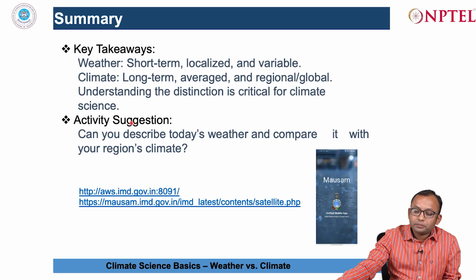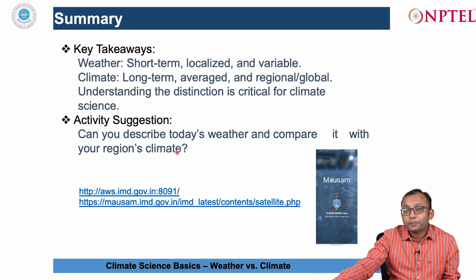You can also go through some of these links. For example, this is the AWS IMD link, where you can click and see the different types of temperature, rainfall, relative humidity, and other meteorological parameters, and their variability across different cities or regions in the Indian subcontinent. You can also go to this particular link and see how the spatial distribution of different meteorological properties varies across different time periods. This can help you understand more about what exactly weather and climate are, and then you can compare the weather and climate of your regions of interest, where you are living or watching this video, for example.